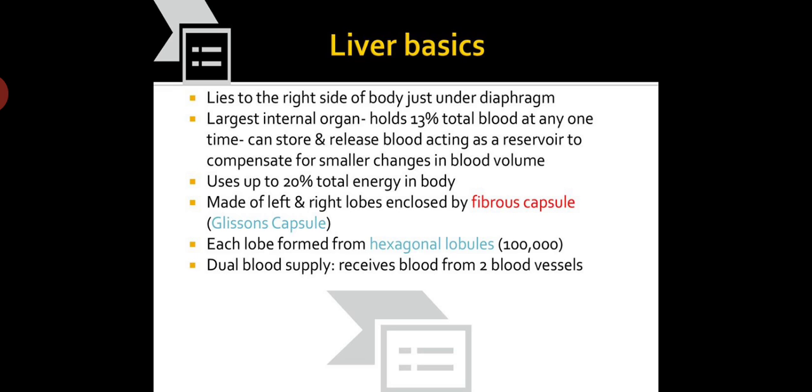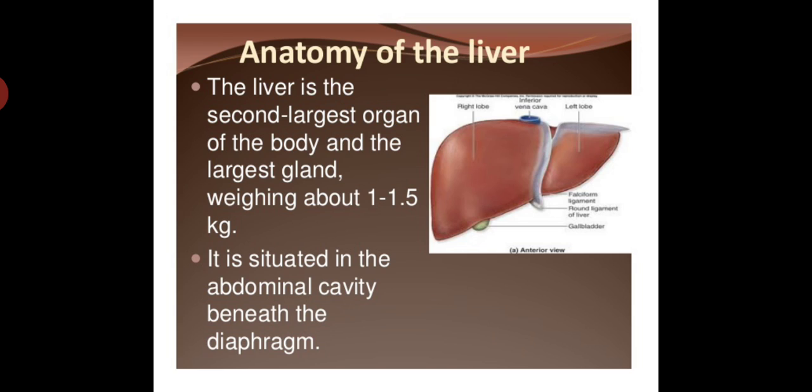Apart from these two lobes, it also has two other lobes, that is the quadrate lobe and the caudate lobe. Each lobe is formed from hexagonal lobules, and there are about 100,000 hexagonal lobules in each lobe. And it has a dual blood supply, that is, it receives blood from two blood vessels.